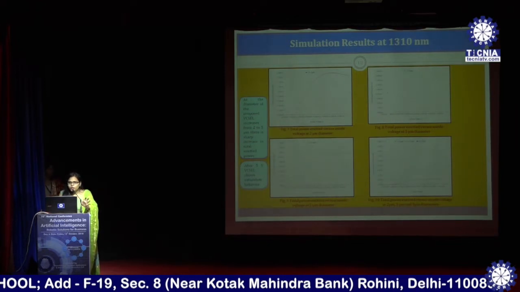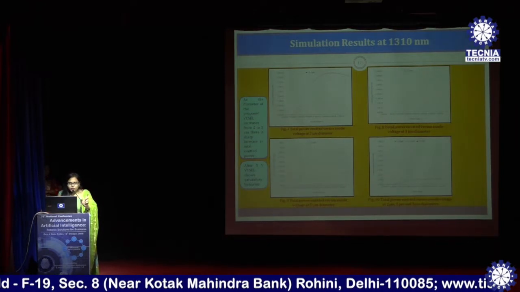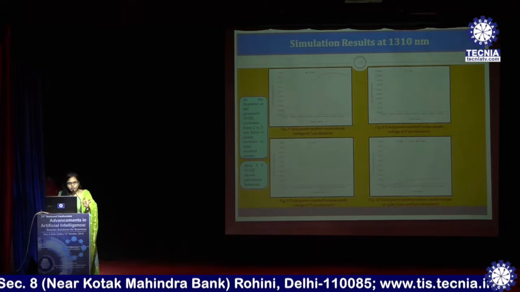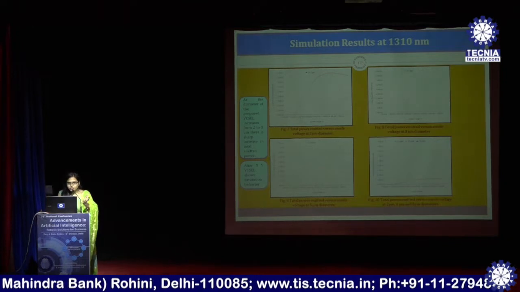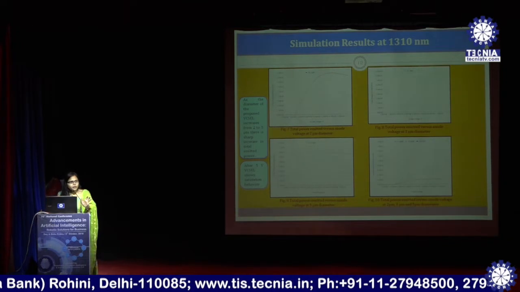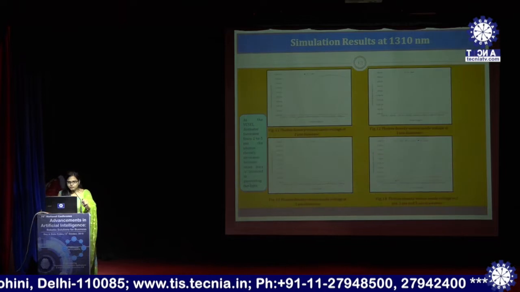As the same, the total power transmitted. The more the current, the more will be the power. P is equal to VI, according to the mathematical formula. This is also shown at 3 micrometer, 2 micrometer and 5 micrometer.